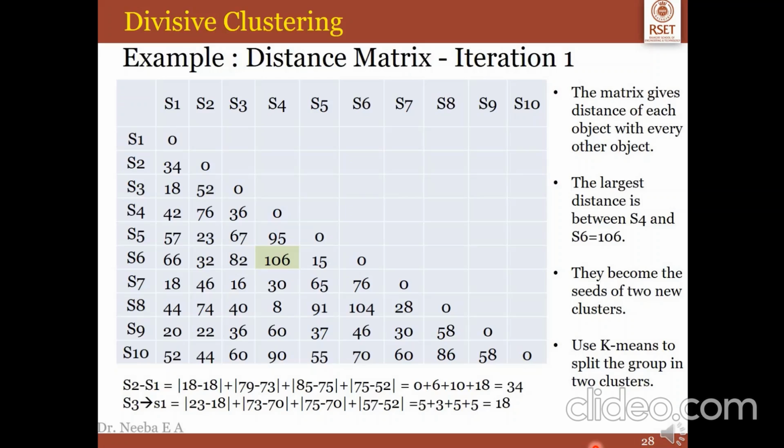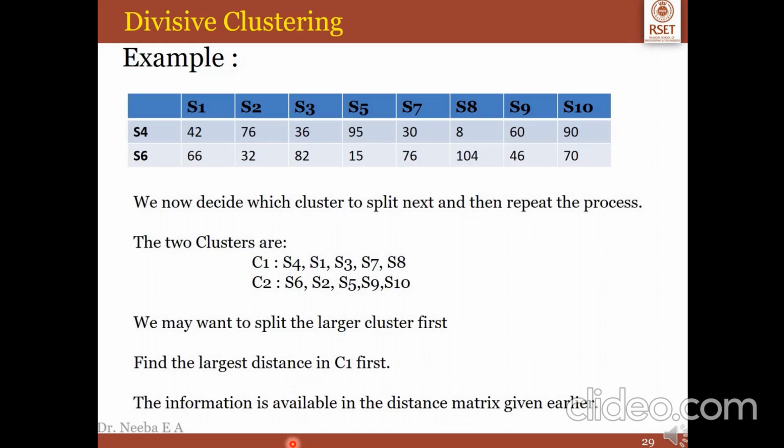Now this matrix gives the distance between each object with every other object. Here we will be taking the largest distance, and that is 106, that is between S4 and S6. They become the seeds for 2 new clusters. Now using k-means, we will be splitting the clusters. Here we can see that we are finding the distance from S4 and S6 to each of the other objects. That is the distance from S4 to S1, S2, S3, S5, S7, S8, S9 and S10. The same way with S6.